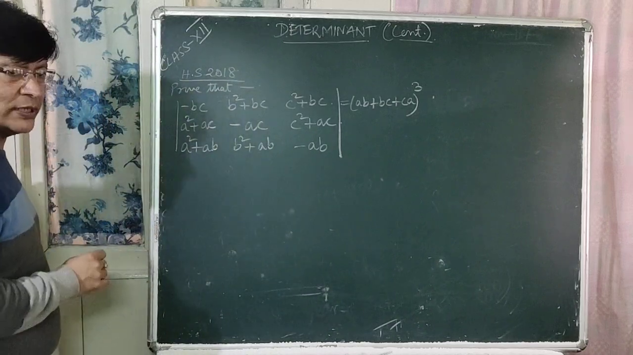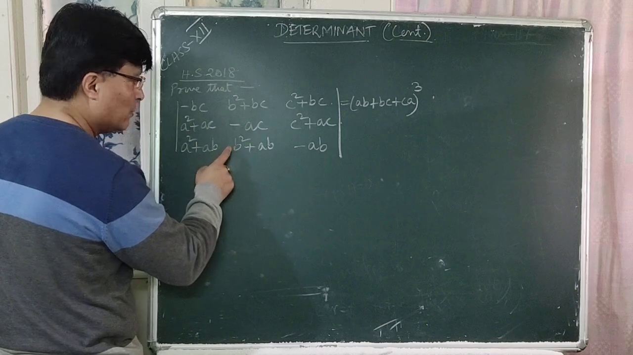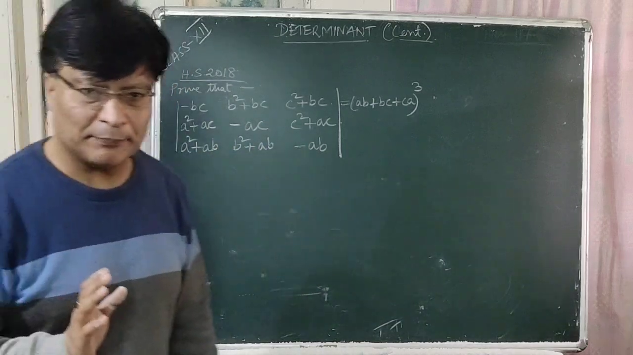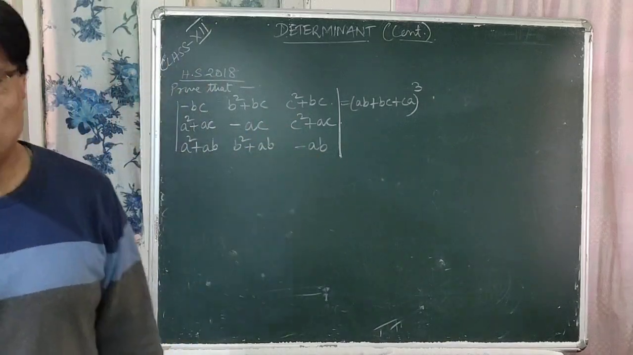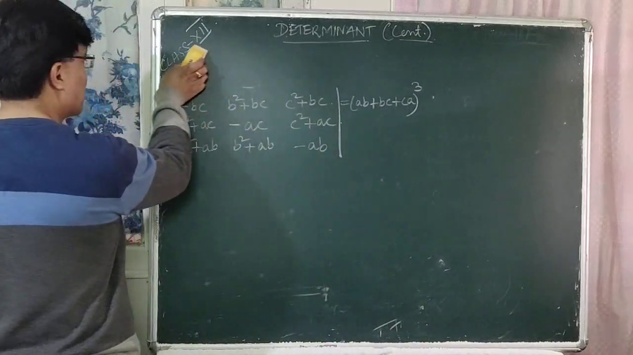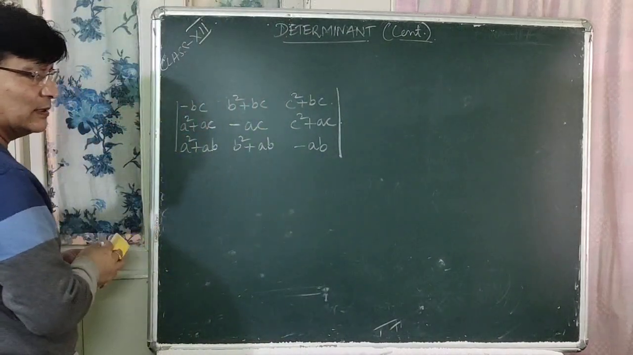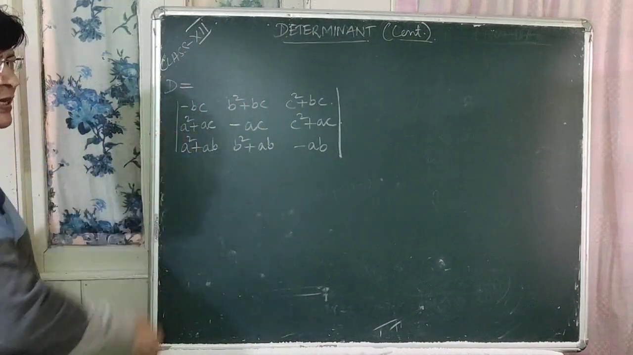And what is the third row here? What is the first element? A square plus AB, second element B square plus AB, and what is the third element? This is minus AB, okay? So you have to prove it is equal to AB plus BC plus CA whole cube, right? So let us prove it. So let us write down this left hand side again. But you have to write down this D is equal to, write down this one again.